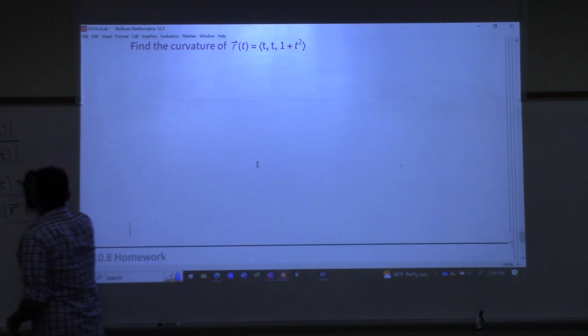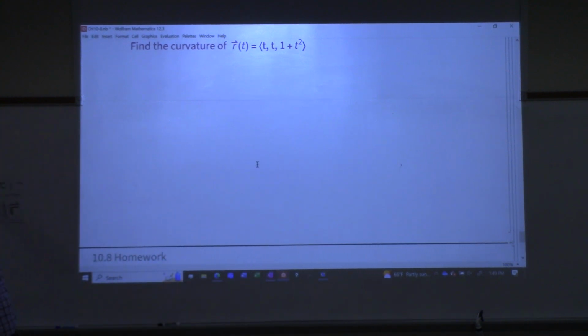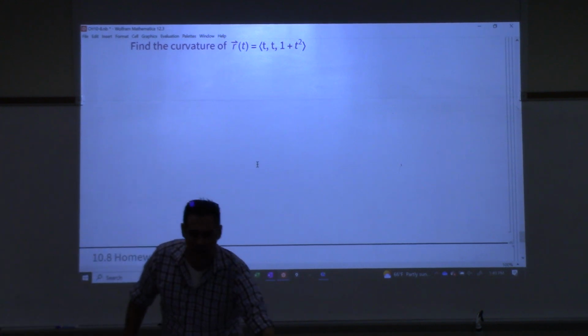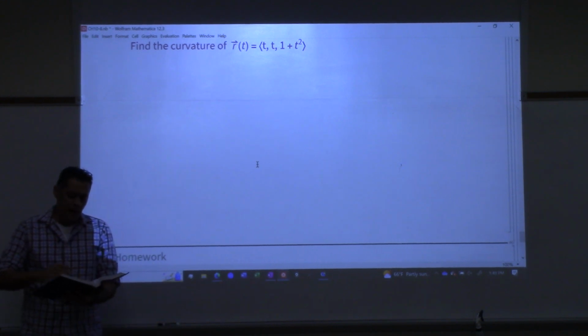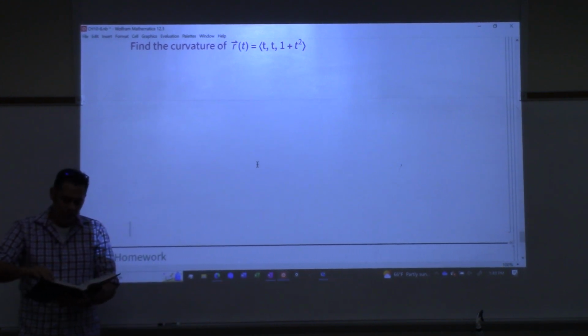All right, so that's curvature. We good? We're moving on. Chapter 10. Oh, wait, there's one more thing in curvature that I don't have in my notes that I am going to take from the book. I normally don't put this in here, but I'm going to.